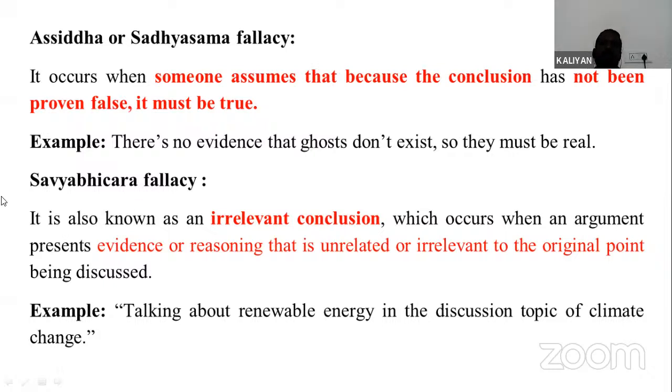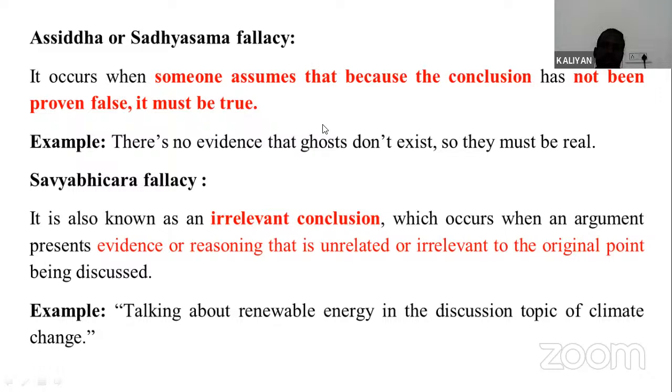It is known as an irrelevant conclusion, which occurs when an argument presents evidence or reasoning that is irrelevant to the original point being discussed. So basically it is an irrelevant conclusion. Example: talking about renewable energy in a discussion of the topic of climate change. So in the discussion of climate change, we talk about renewable energy. It is an irrelevant conclusion.